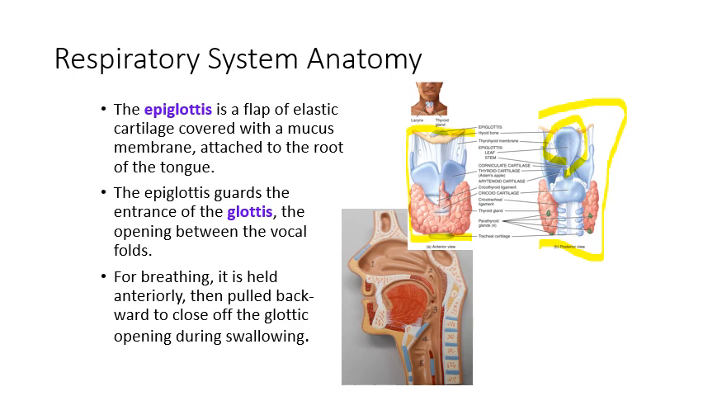So if we're looking at it from this side view here, air is coming in through the nasal cavity, down through the nasopharynx, oropharynx, laryngopharynx, and then we want air to move to the trachea, which is the anterior tube here. But if we're going to eat food, then the epiglottis, which is the structure in blue here, is going to fold down, cover that glottal opening, and then food should go down the esophagus, which is the next tube.